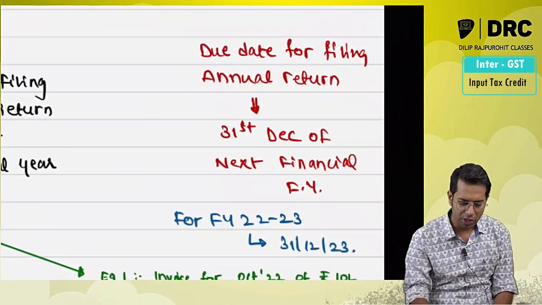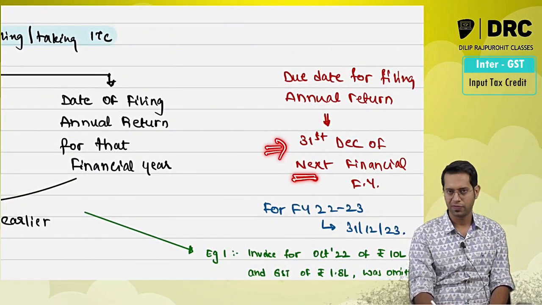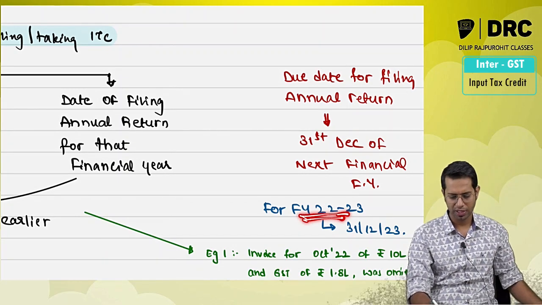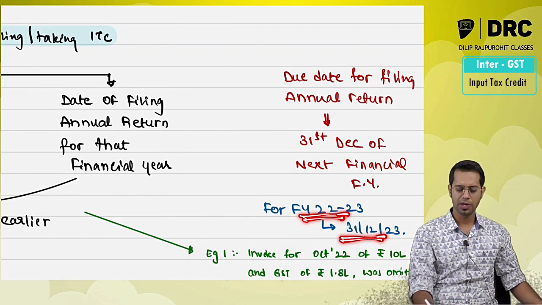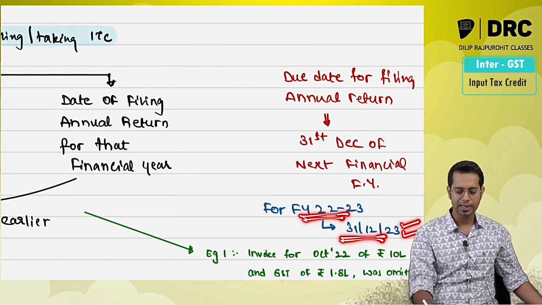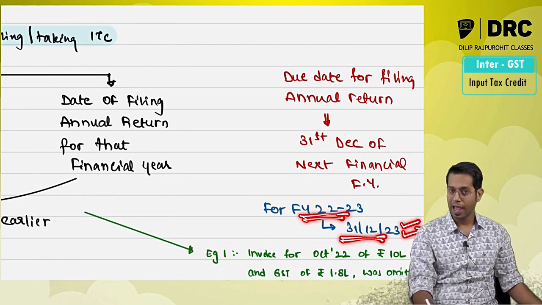See, normally the due date of filing annual return is what, sir? 31st December of the next financial year. For example, financial year 22-23, which is the financial year for your examination, 31st December 2023 is the due date of filing annual return.